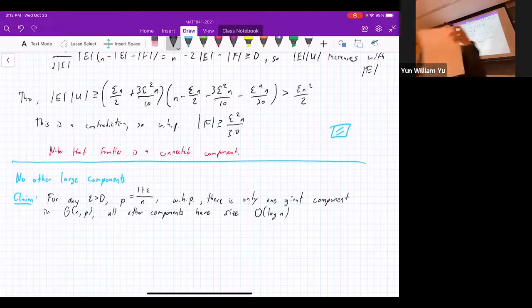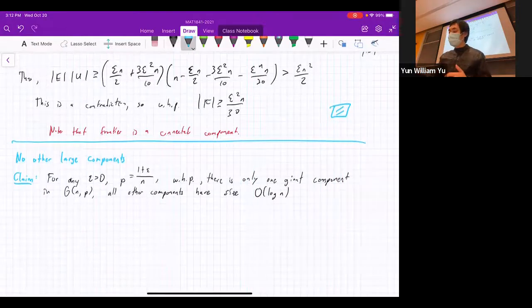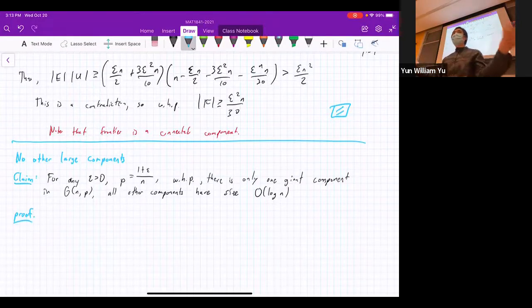Basically what we're trying to show is that it can't happen that you have two big components that just don't have any edges between each other. This argument is fairly straightforward because it's just a simple counting argument. We're just going to show that there are too many possible edges between two big components, so with high probability, there is some edge between them, which makes them just one component.